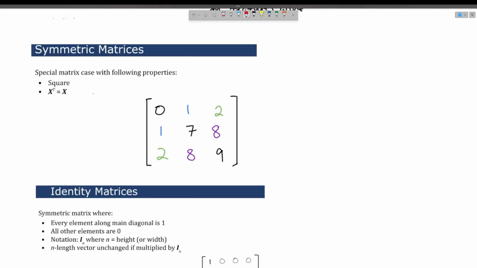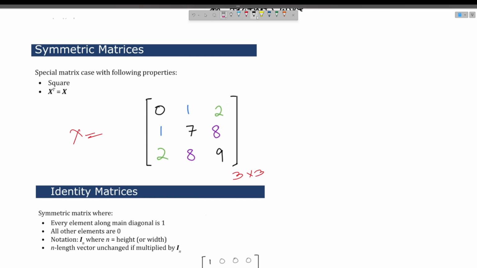Symmetric matrices are basically matrices which are square. Here you can see, how do we understand square? We have 3 rows, and we have 3 columns. So we have 3 columns, so it's a square. That's how we understand it. First of all, a matrix has to be square, and if this is the matrix X, and we get the transpose of it, what do we understand by transpose?